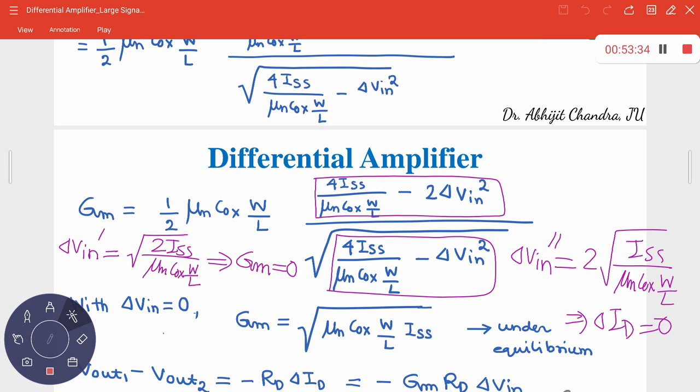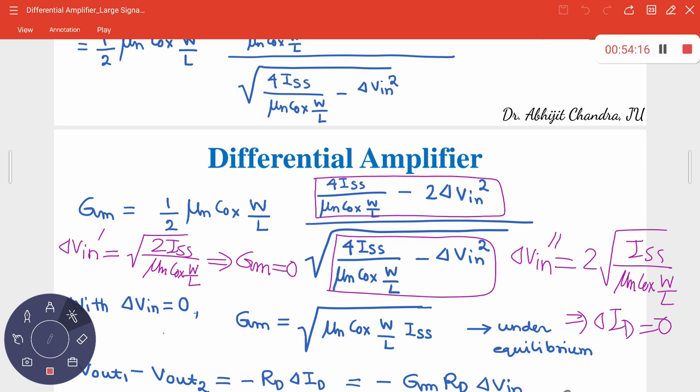The significance is that one transistor is driven into saturation, the other transistor is driven into cutoff, so that the entire current is carried by one transistor. If V1 is greater than V2, then transistor M1 will carry the entire current. If V2 is greater than V1, then M2 will carry the entire current. The bottom line is that if delta V in is equal to delta V in dashed, that is square root of twice ISS by mu n C ox W over L, then one transistor will carry this entire current and the other transistor will carry no current. That means the change in delta ID is becoming 0.